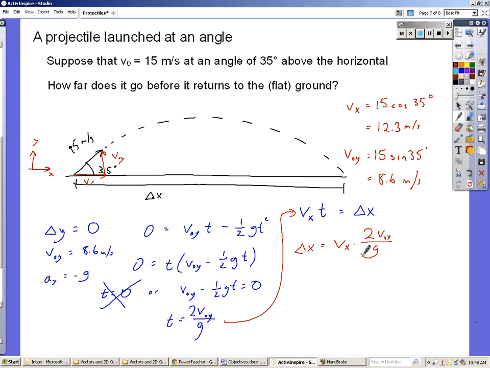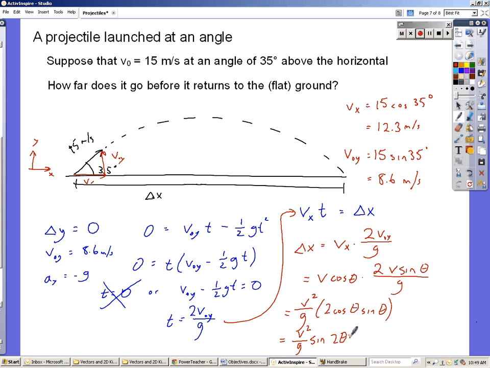At this point, we could plug in numbers and solve and get a number. But instead of doing that, I'm going to use these expressions for vx and v naught y. So vx is the initial speed times the cosine of the launch angle, and v naught y is the initial speed times the sine of the launch angle. And so we get v squared over g times 2 cosine theta sine theta. You might remember from pre-calculus last year that 2 cosine theta sine theta is equal to the sine of 2 theta. So v squared over g times the sine of 2 theta.